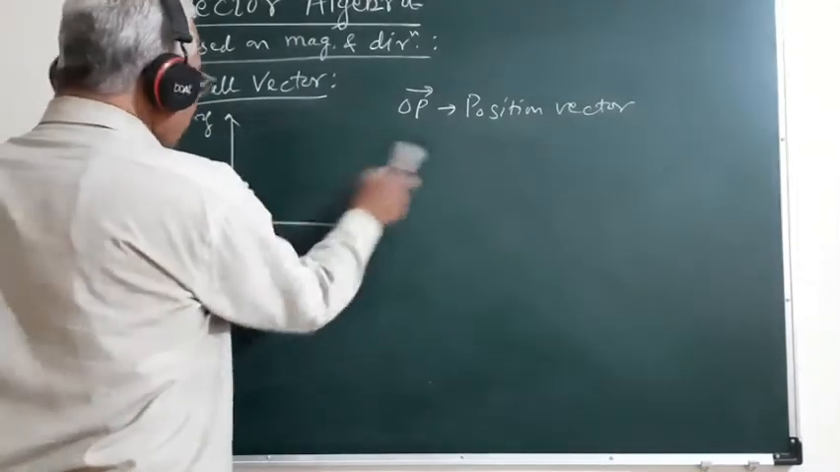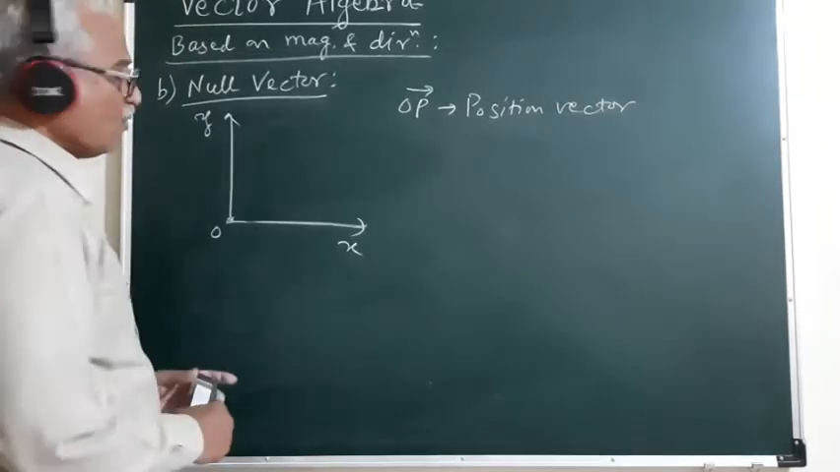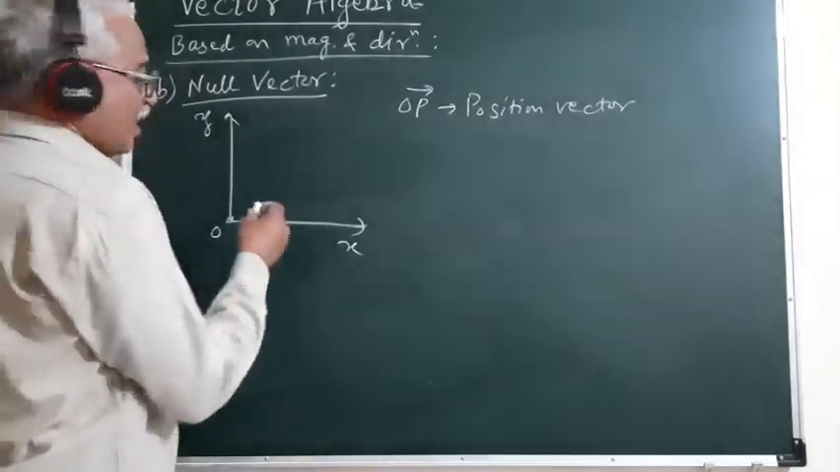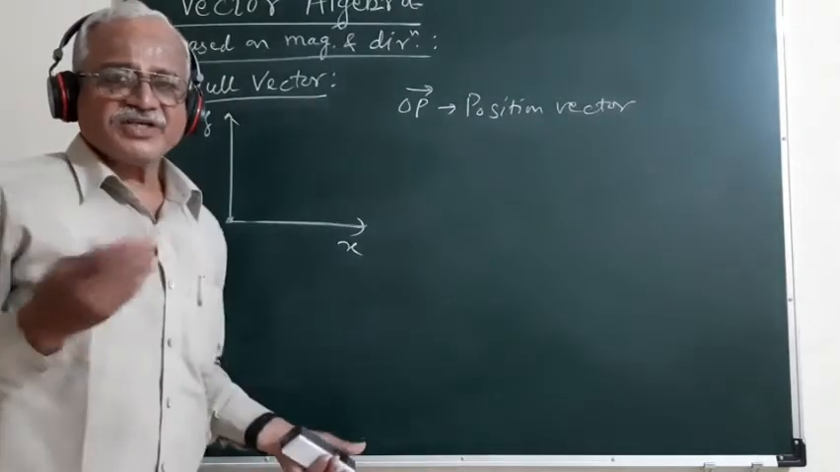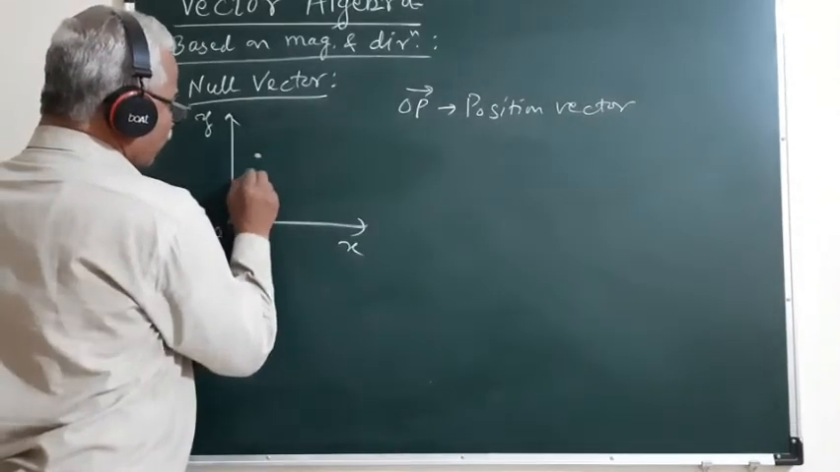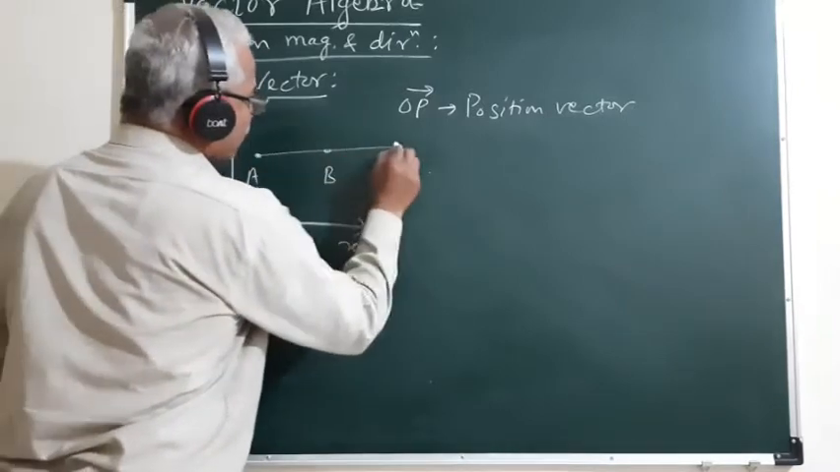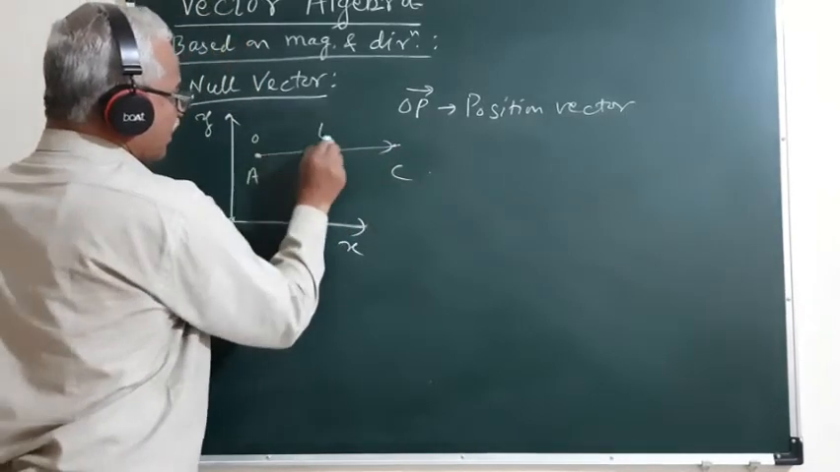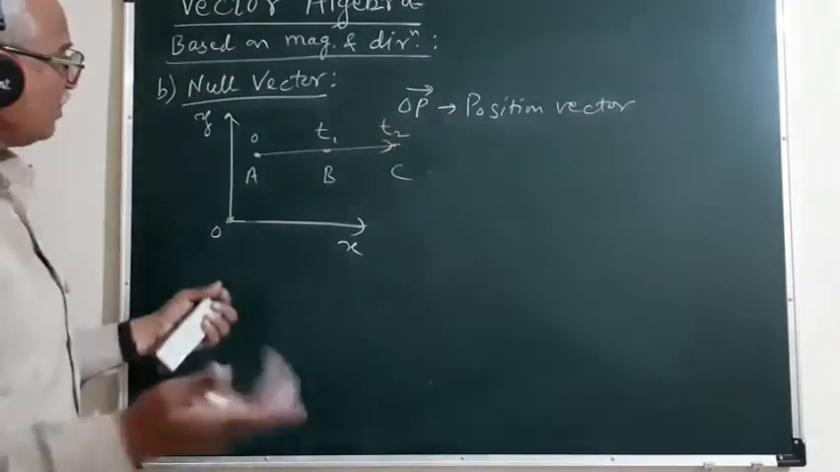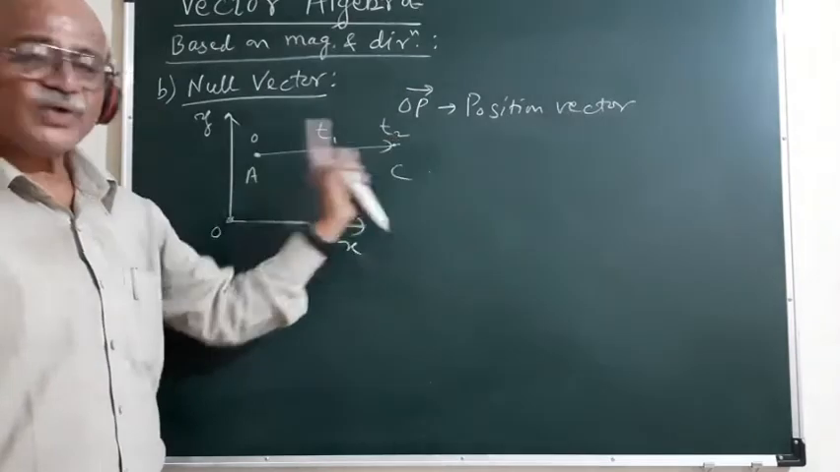And the third example of zero vector or null vector is the acceleration of a particle performing uniform motion. As we know, acceleration is defined as the rate of change of velocity of the particle. If we have a particle moving from the position A to B to say C, and if the time intervals required to displace from A to B, B to C are measured, then we can calculate the velocity of the particle at different instances.